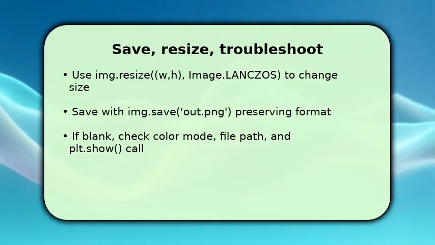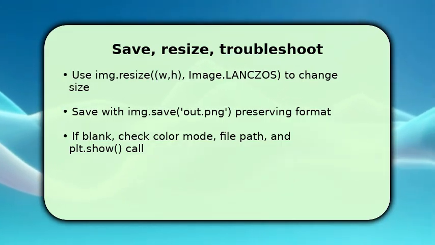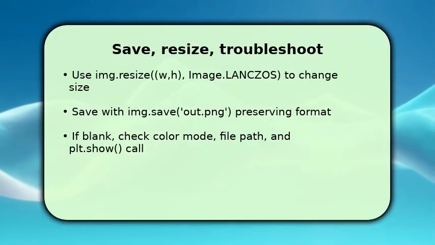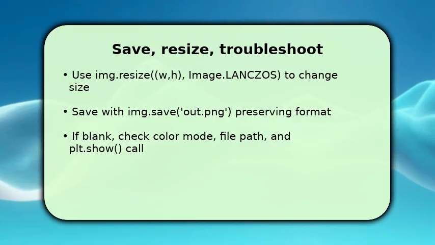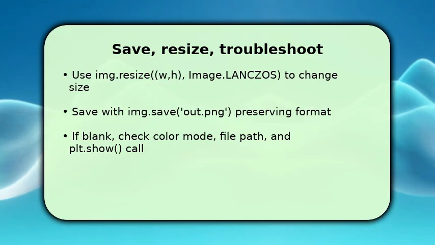If the image appears blank or a gray box, check three common issues: incorrect color mode, so convert to RGB; wrong file path; or forgetting plt.show() in non-interactive scripts. If you see a distorted aspect, preserve ratios when resizing so the display looks correct.